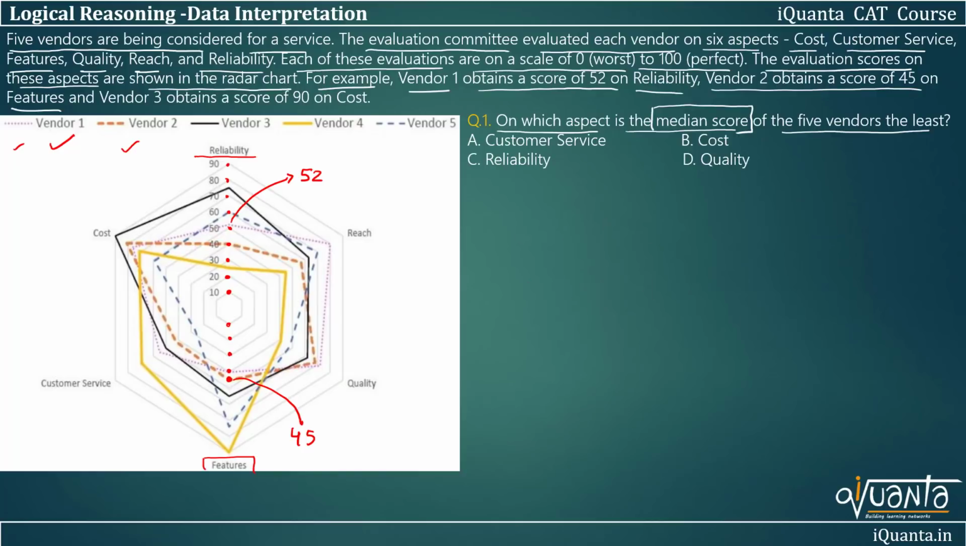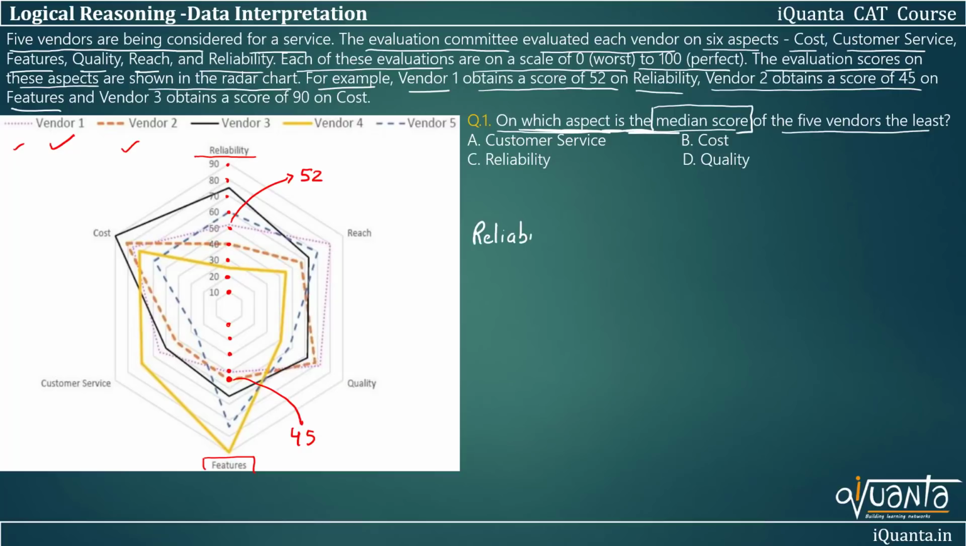Now the question talks about the aspect in which the median score of the 5 vendors is the least. So that means we have to relate 5 vendors and their scores in all the aspects. So let me write down all the parameters over here.